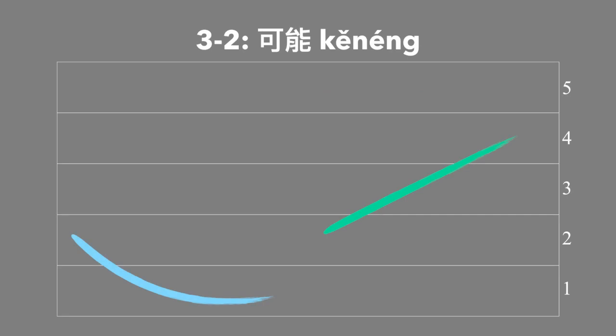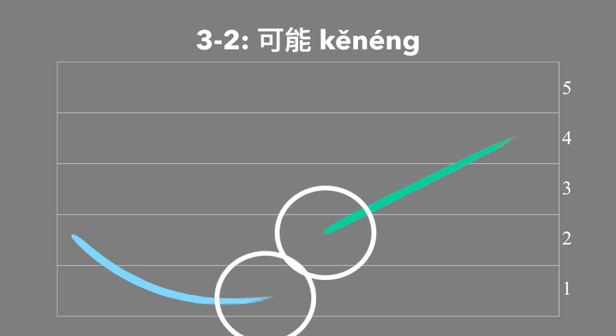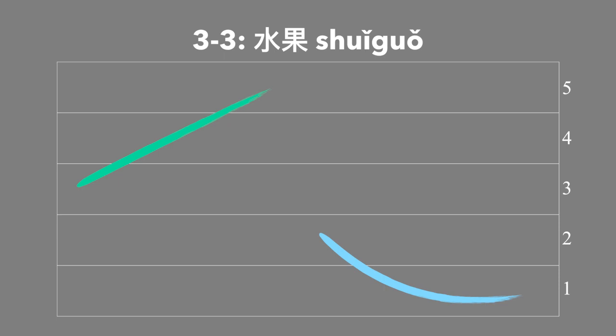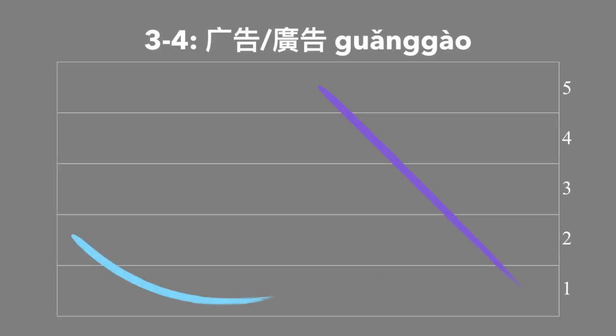可能，可能. Notice that the second tone starts higher than the end of the third tone. So after you pronounce that half third, you need to come up a little bit for the beginning of the second. 可能，可能. All right, here's a 3-3. 水果，水果. Now, this shouldn't be surprising, as we talked about earlier. When two third tones show up in a row, the first one becomes a second tone. So it's the same exact contour as 2-3. 水果，水果. All right, so here is a 3-4 combination. 广告，广告. Again, you'll notice there's the half third tone.